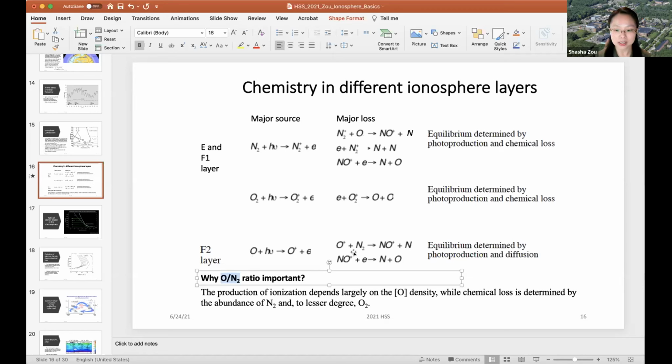And then the loss process is determined by this first step, the charge exchange, and is basically controlled by the N2 density, because the N2 density is orders of magnitude larger than the O+. Remember, the ionosphere is a weakly ionized environment, 0.1% ionization rate. So this first reaction is mainly controlled by the N2 density. Those chemical reactions tell us we should care about the relative change of the atomic oxygen and the molecular nitrogen.